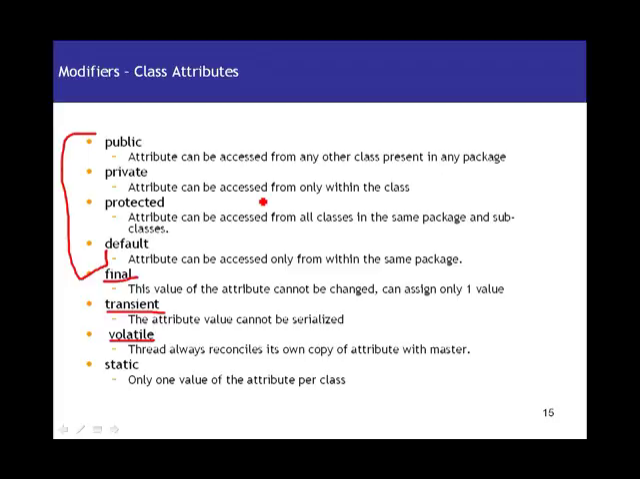Next, static. What does static mean? Only one value of an attribute per class. So let's take an example. I've got the same employee class and I try to create two employees, employee 1 and employee 2. EMP1 and EMP2 are the references for those two employee objects. I assign the value ABC to employee 1's employee name, salary and department, and XYZ to employee 2. Now, if I retrieve employee 1's values, I'll still get ABC, and if I retrieve employee 2's values, I'll still get XYZ, right?